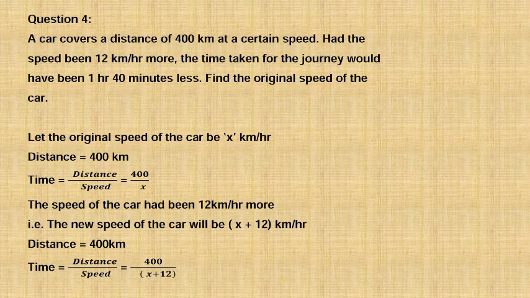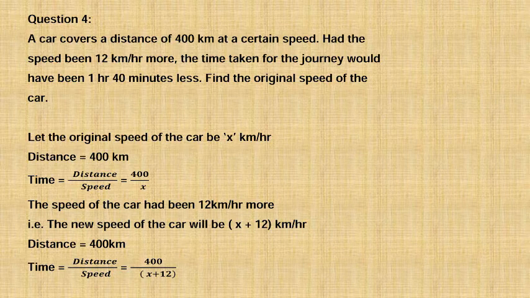Question number 4. A car covers a distance of 400 km at a certain speed. Had the speed been 12 km more, the time taken for the journey would have been 1 hour 40 minutes less. Find the original speed of the car. In the first case, let us consider the original speed of the car as x km/h. Distance is equal to 400 km. Then time will be represented by using the formula distance by speed, that is 400 by x.